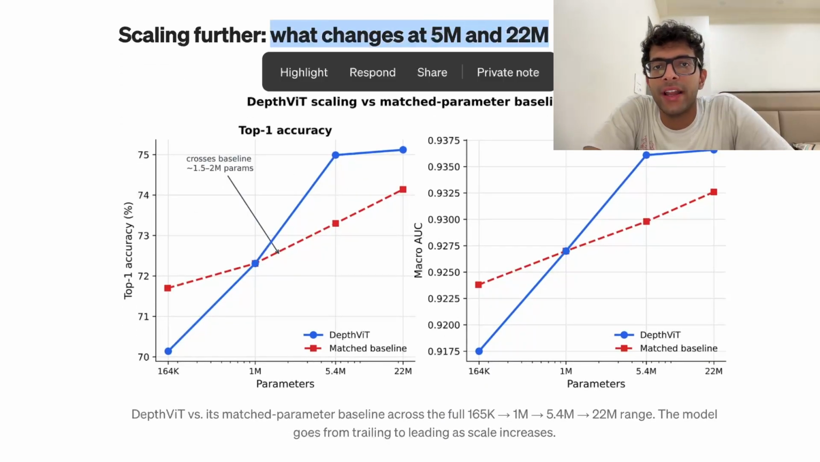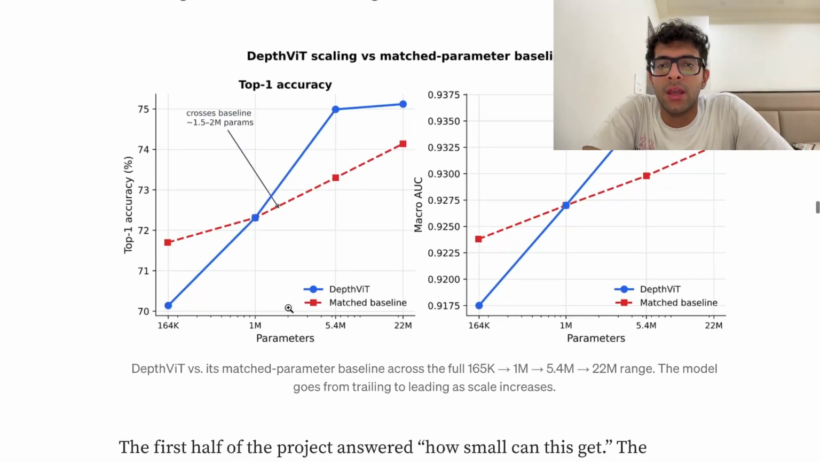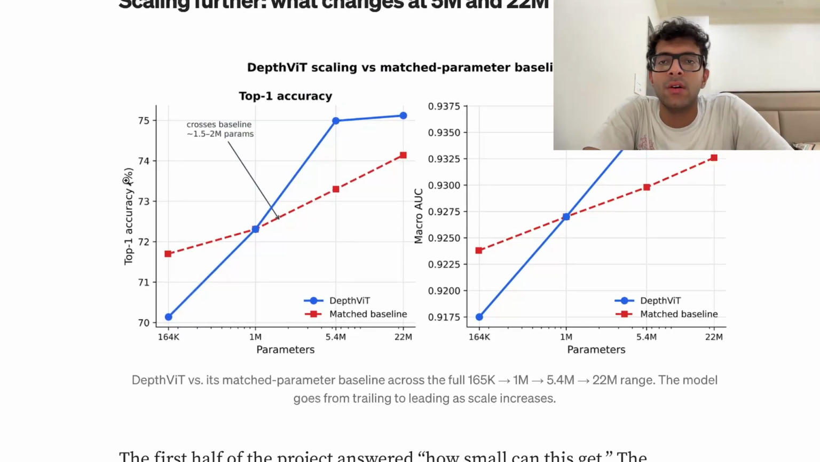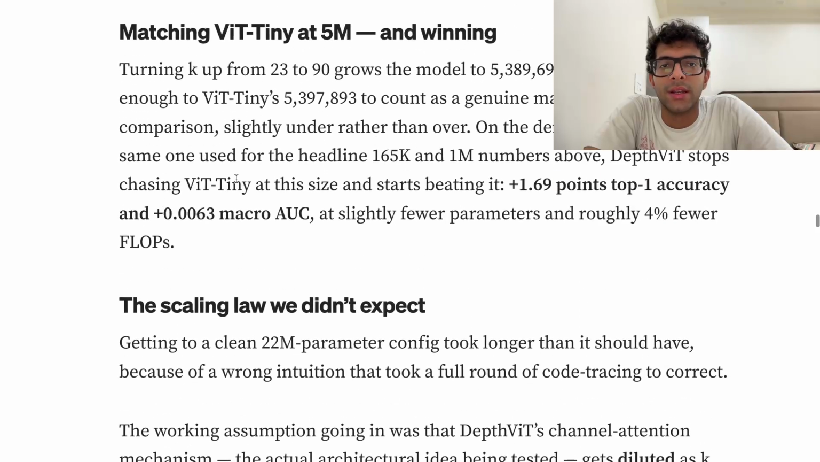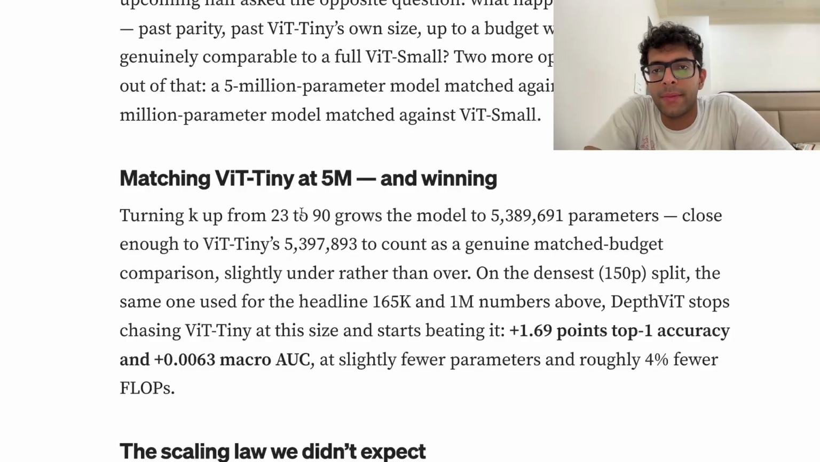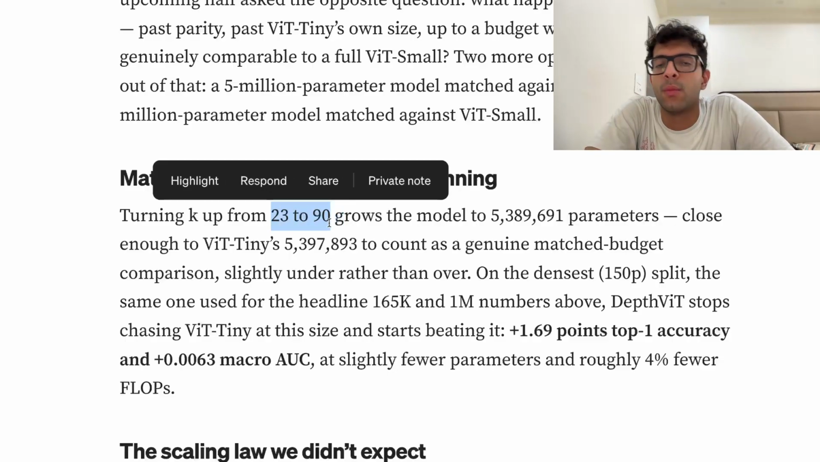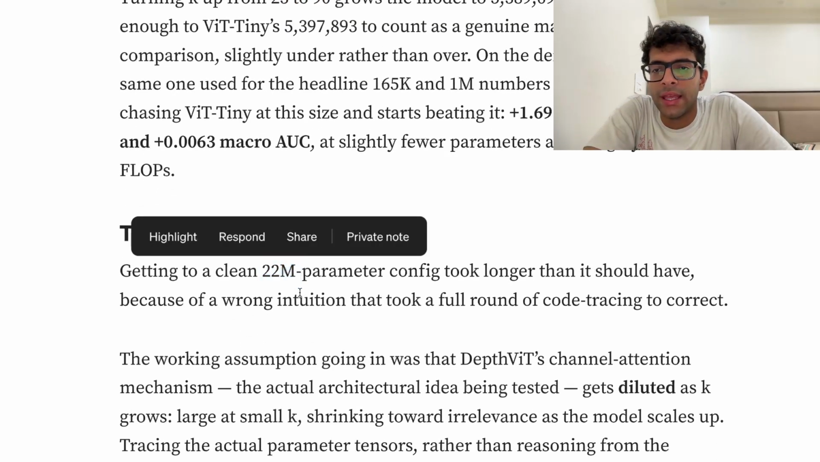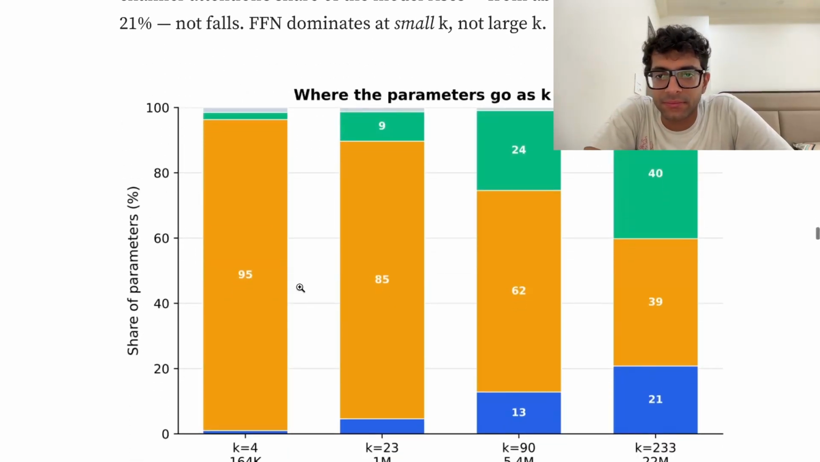Then we scale it up to 5 million parameters and 22 million parameters. As you can see, we first had a 164K parameter model, then a 1 million one, then a 5.4 million, and then a 22 million. Slowly we passed the baseline in both cases, whether we are measuring the macro AUC or the top one accuracy, right? Now the crazy thing about this is, up till 5 million parameters, I just changed the K to balloon the model to 5.3 million parameters. But when I had to scale it to 22 million, that led to worse things, right?